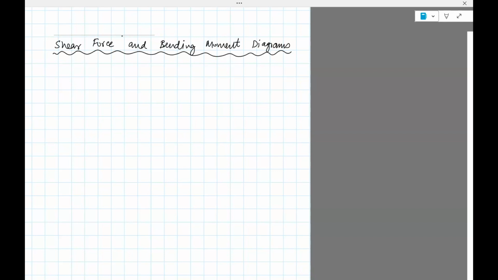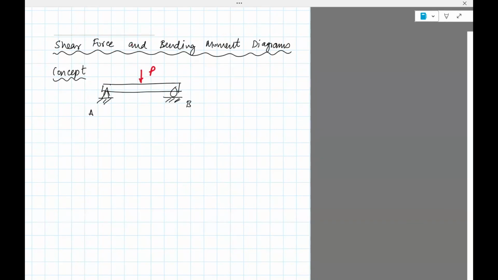Okay, so let me illustrate what shear force and bending moment diagrams are before I throw math at you, which is sort of straightforward here. But what exactly is shear force and bending moment in the context of beams? So imagine that there's a simply supported beam.